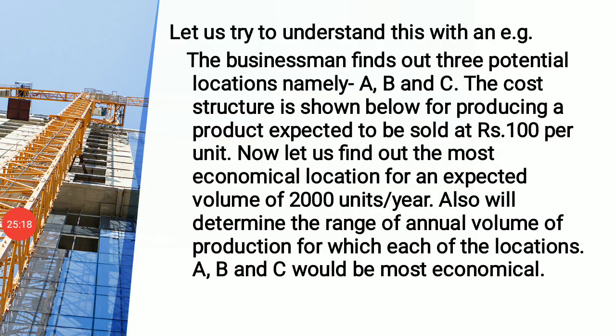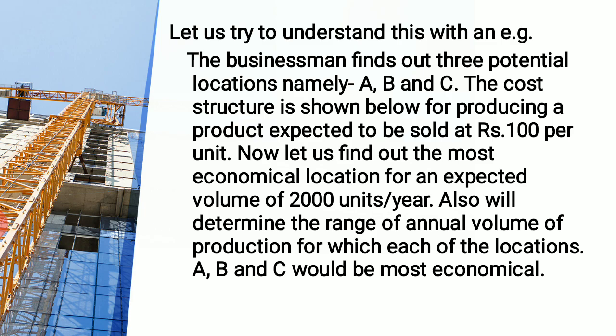Let us try to understand with the help of an illustration here. The businessman finds out 3 potential locations. Supposing a businessman has to select from 3 locations A, B and C, which location he should go to so that it will be the best decision. The cost structure is shown below for producing a product expected to be sold at rupees 100 per unit. Now let us find out the most economical location for an expected volume of 2000 units. Also we will determine the range of annual volume production for each of the locations A, B, C that would be most economical.